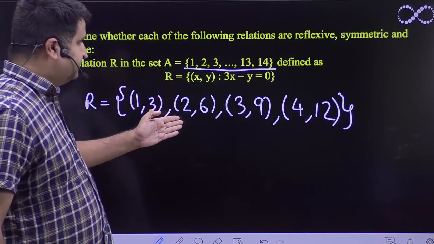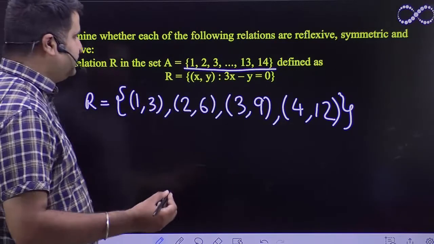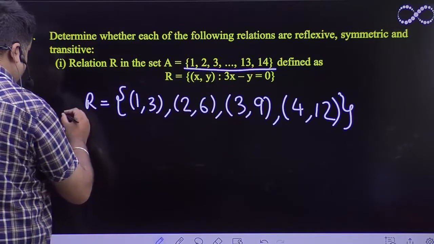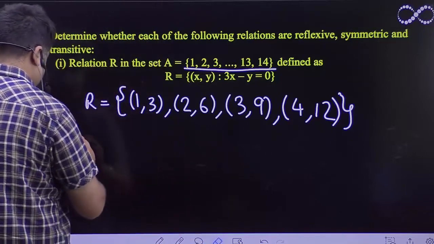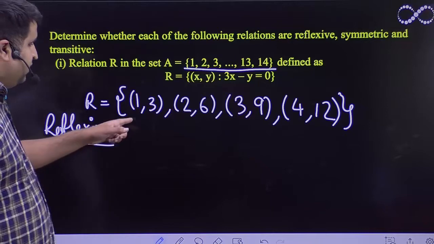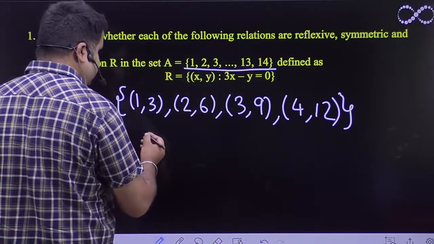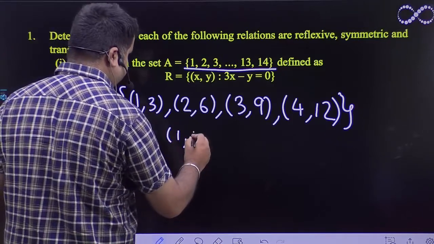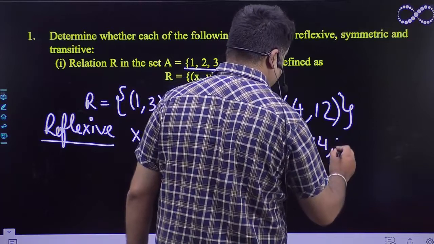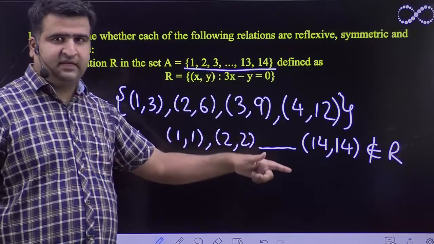Okay, so let's see whether this relation is reflexive, symmetric and transitive or not. For reflexive we have to check that every element x is related to itself. To check for the reflexive property, 1, 1 is not present, 2, 2 is not present. Similarly, 14, 14 is not present. Therefore, this relation is not reflexive, since 1, 1, 2, 2 up to 14, 14 don't belong in R. Therefore, this is not a reflexive relation.